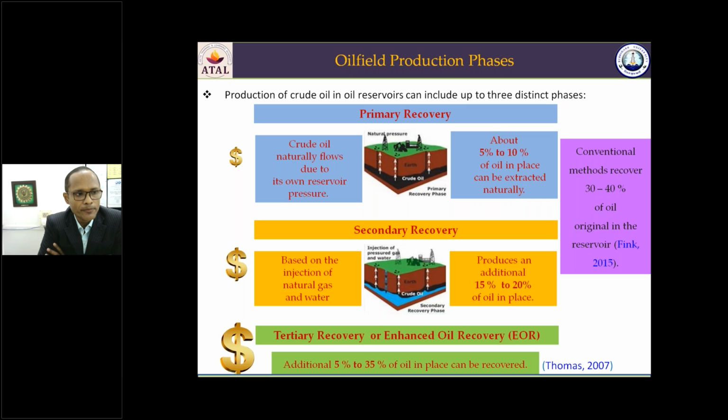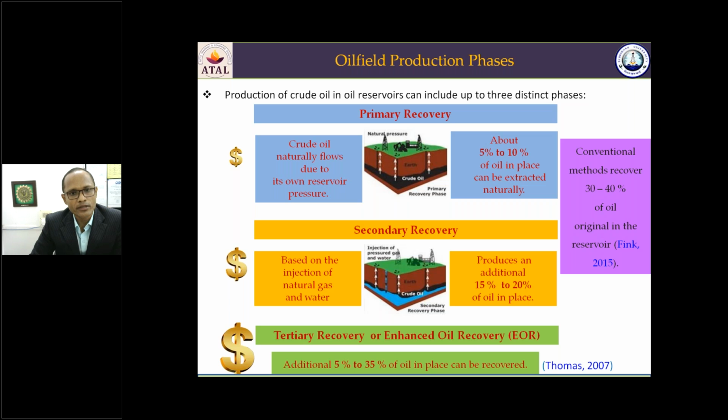So the recovery of petroleum is classified into three categories, three phases: the primary recovery, secondary, and the tertiary. In primary recovery, the oil comes out to the surface on its own, with the help of its own natural energy. In this way, we can produce about 5 to 10% of whatever oil we have in the subsurface. So this is primary recovery, which takes place by itself with the help of the natural energy of the reservoir.